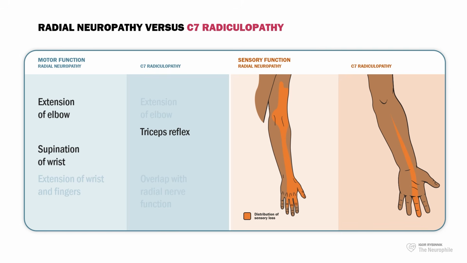Sensation is also helpful to distinguish radial neuropathy from C7 radiculopathy. Radial nerve supplies the extensor surface of the arm and forearm and the dorsum of the hand and the first 3 fingers, but it has no sensation on the palm or the palmar aspect of those fingers. That's median nerve territory. But guess what? The middle finger is innervated by C7.